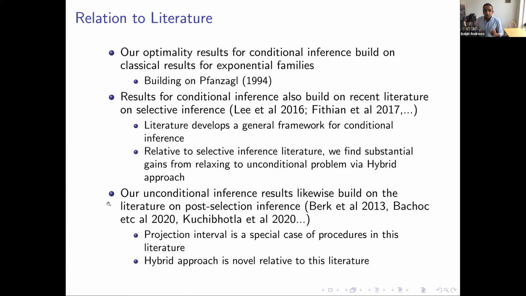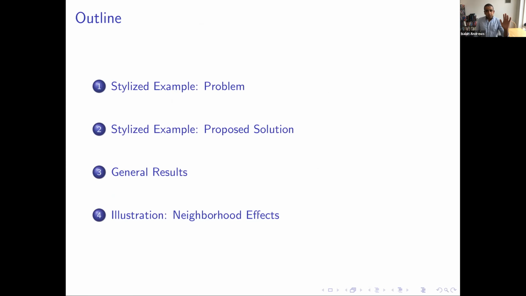Our unconditional inference results likewise build on the large literature on post-selection inference, where the projection interval we use is a special case of procedures in this literature. But again, the hybrid approach appears to be novel relative to this post-selection inference literature. So before I move on to the more general case, let me pause here for questions.